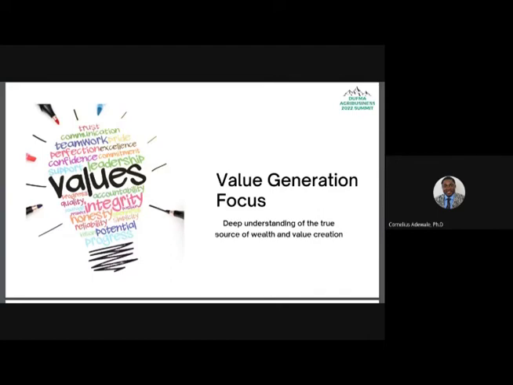If there is a focus on that, there is a way, although there are some other things that need to be in place that automatically bring value back to you in terms of money. So having a deep understanding of the true source of wealth and value creation is very important. It's a mindset change that needs to happen. It's a mindset change that is very crucial for us to build companies that can become intergenerational.